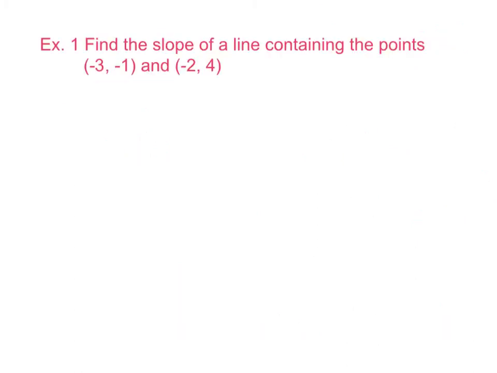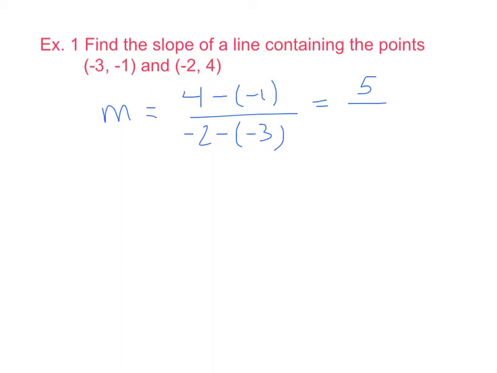So find the slope of the line containing the points -3, -1, and -2, 4. All we're going to do is look at the change in y, so 4 minus -1, compared to the change in x, -2 minus -3. And when we simplify, we're going to get 5 over 1. So the slope of the line between those 2 points would be 5. That would be the rate of change of the y's compared to the x's.